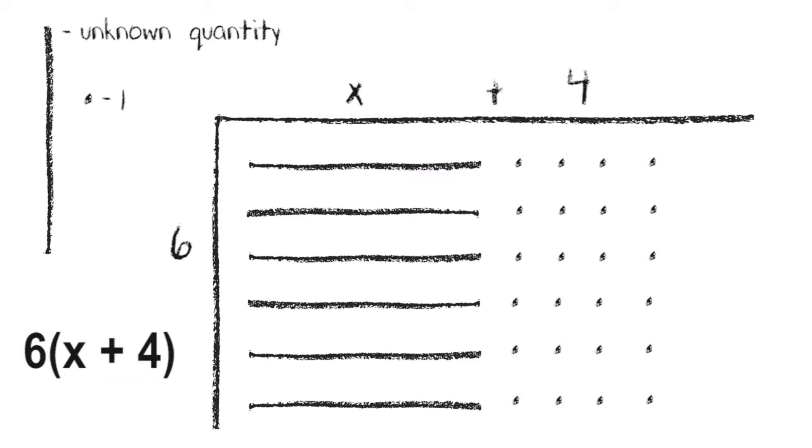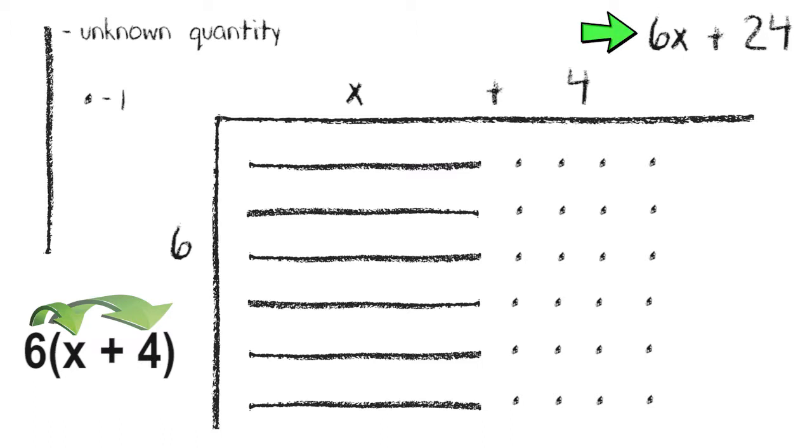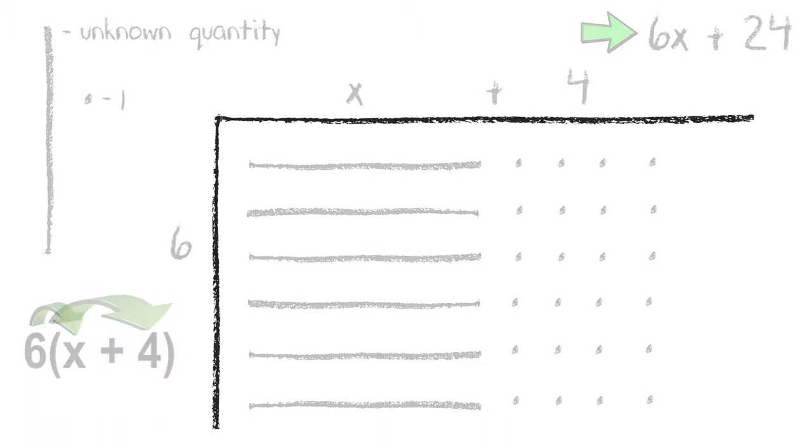If we combine like terms, we now see we have an array that represents 6x plus 24. Notice when we apply the distributive property to generate an equivalent expression, the 6 outside the parentheses is multiplied by the x to equal 6x, and the 6 outside the parentheses is then multiplied by the 4 to equal 24. The new expression is 6x plus 24.